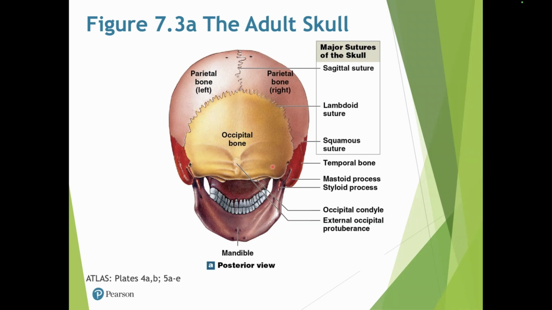So we're looking from the posterior part of the skull. Here is your occipital bone. And the lambdoid suture is the one in the back between the occipital bone and the parietal bone. Then, let's go on to this one. You also have your sagittal suture. Your sagittal suture is going to go along that sagittal plane and separate the parietal bones.